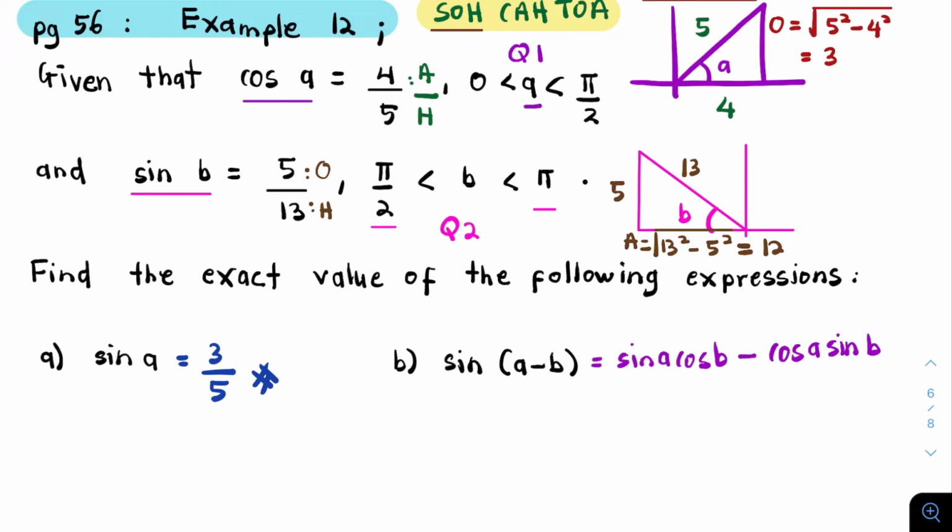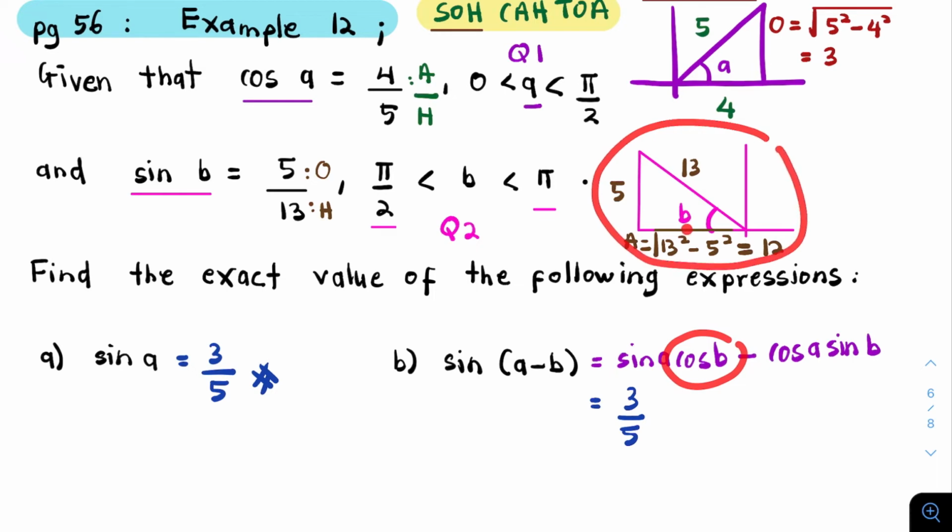So what are they? Your sine A, look at your triangle with the angle A, which we know already is 3 over 5. Substitute, so you get 3 over 5. Okay, cosine B. Cosine B, which triangle do you have to look at? The triangle of the pink color over here, with the angle B.